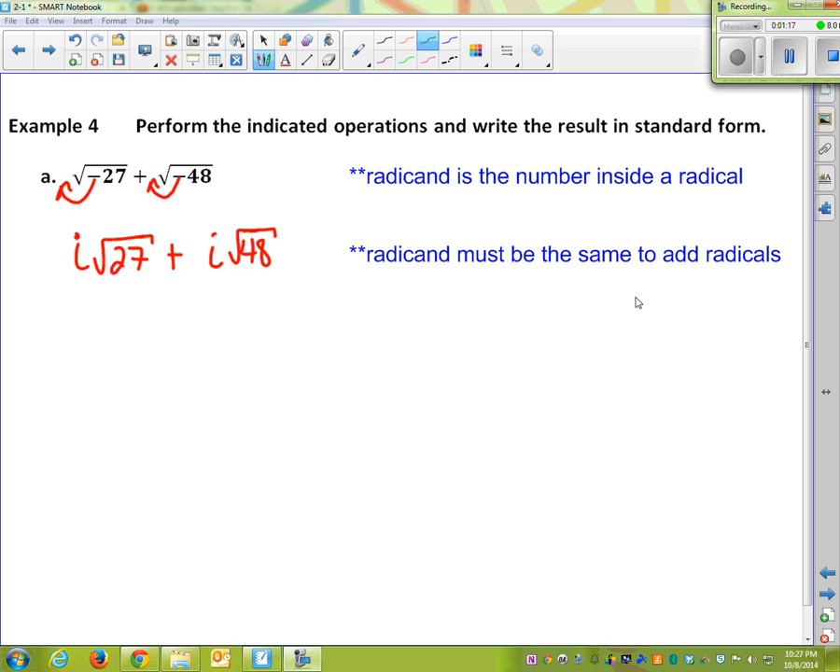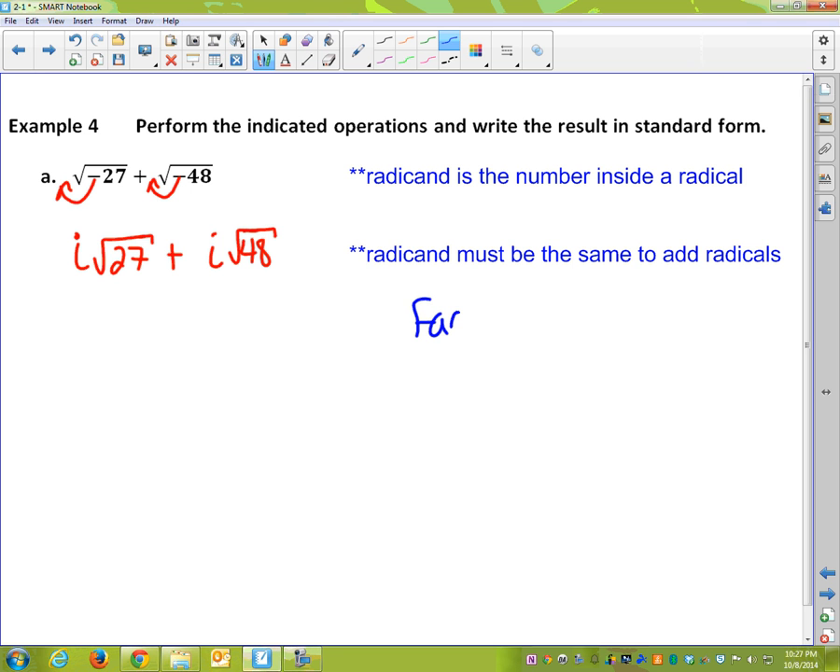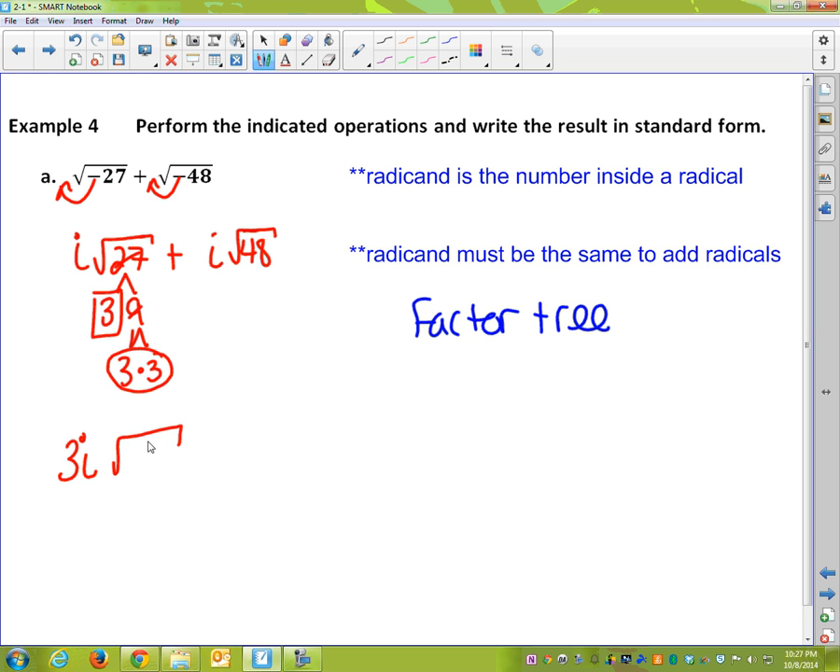I'm going to do the factor tree in order to simplify the radicals. So starting with the 27, I want to bring it down to prime numbers. I'll do 3 times 9, and 9 I can break into 3 times 3. Because it's a square root, I'm looking for pairs of numbers. So this group of 3 gets pulled out. Bring the i straight down. And whatever is left over goes back inside the radical.